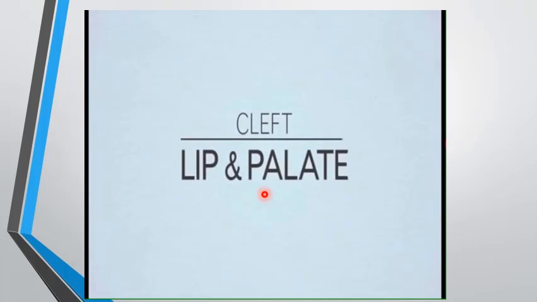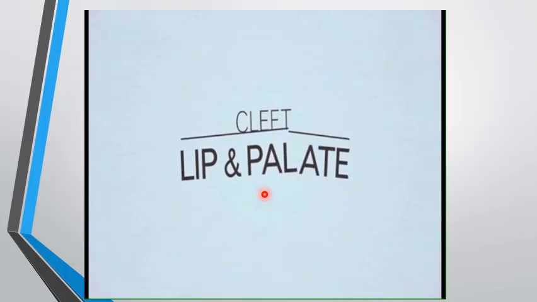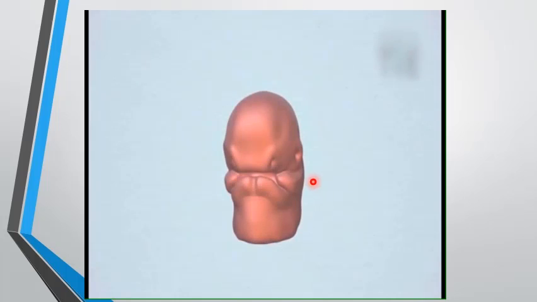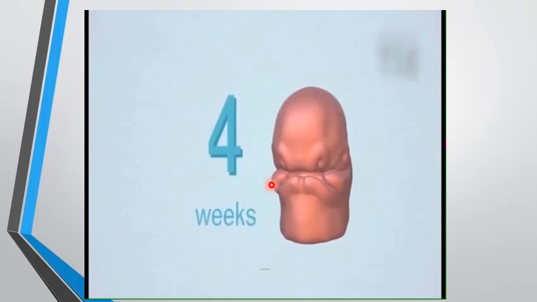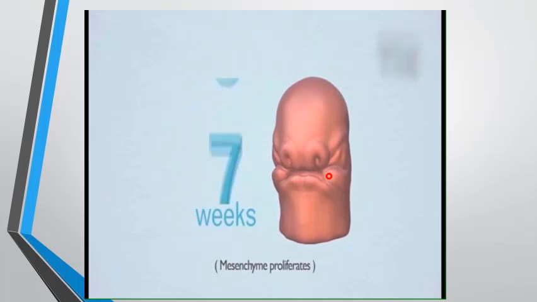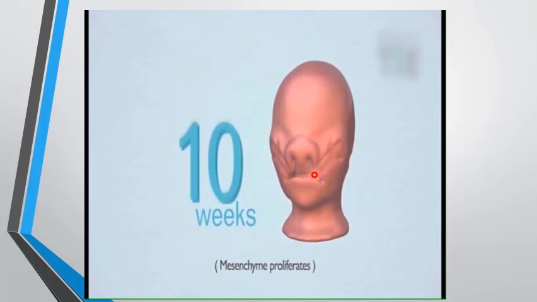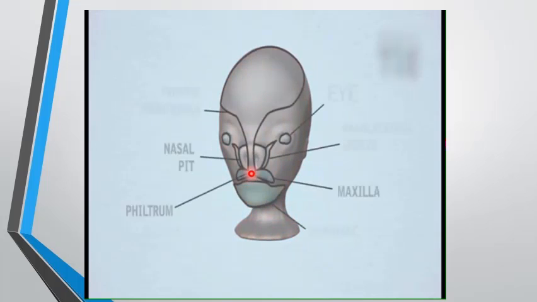This video shows us the embryological development of the cleft lip and palate. Here we find the embryo, the frontonasal process, and the two maxillary processes. They will begin to unite together, the two maxillary processes with the median nasal process, to form the upper lip. Here we find the upper lip.